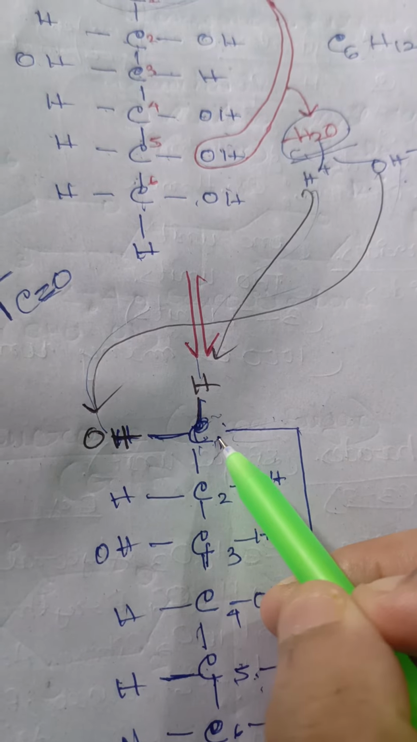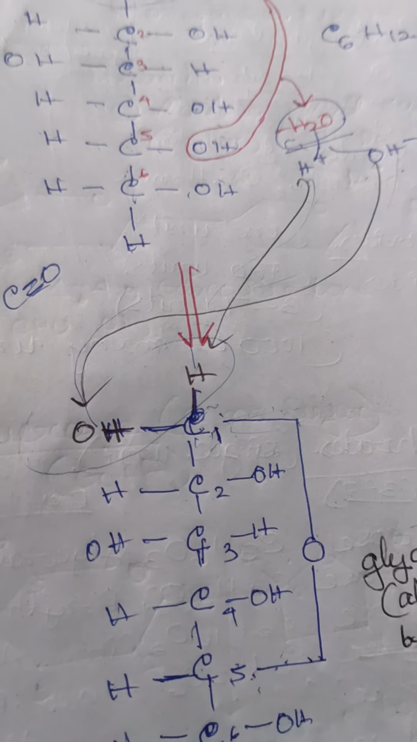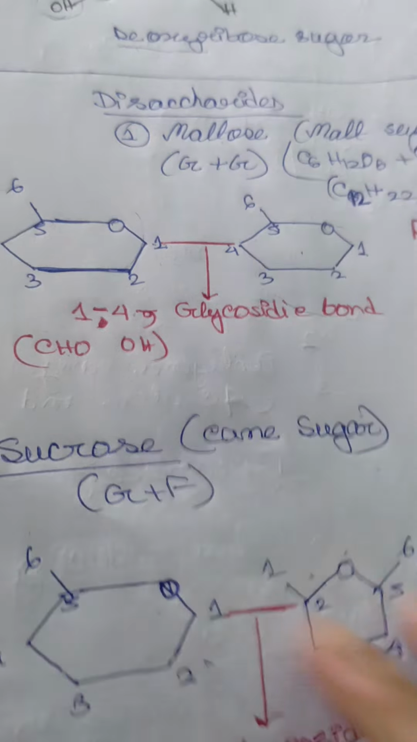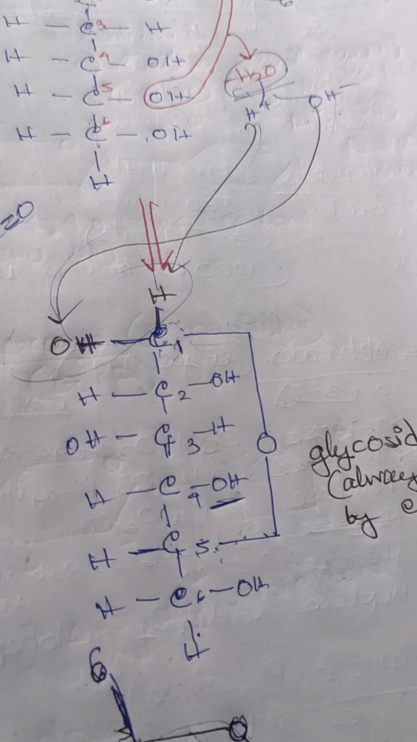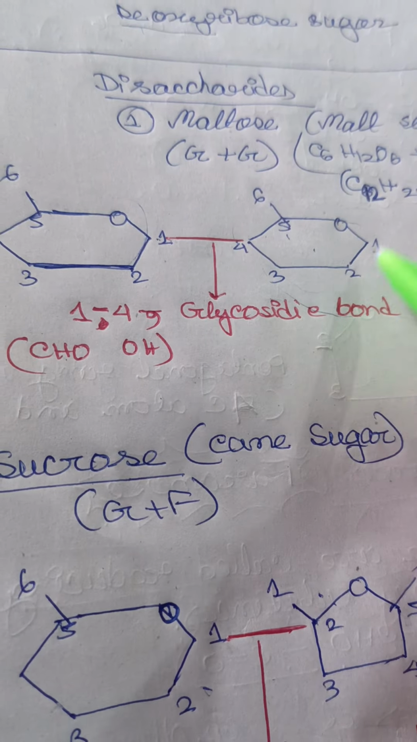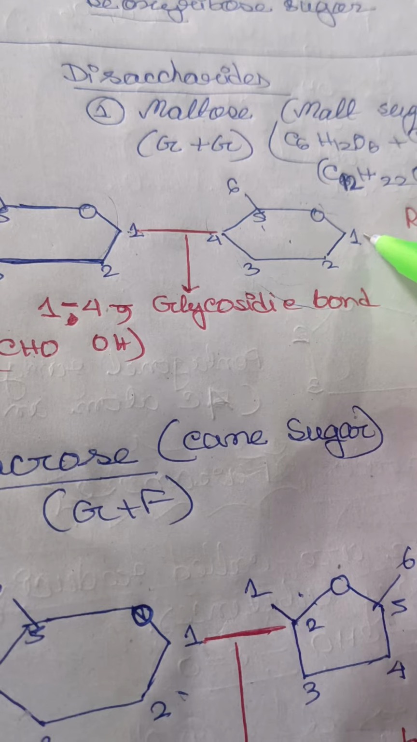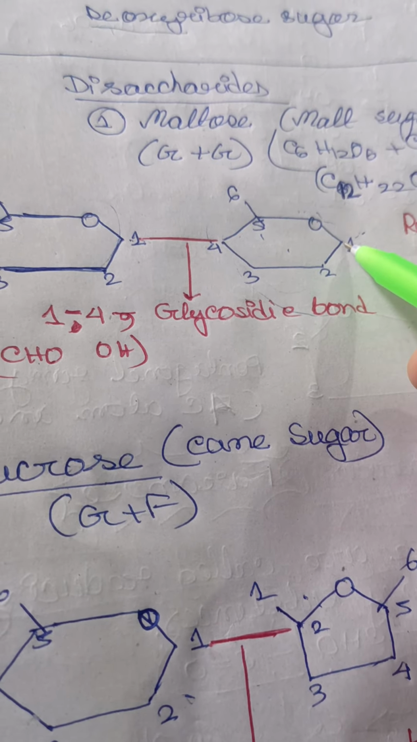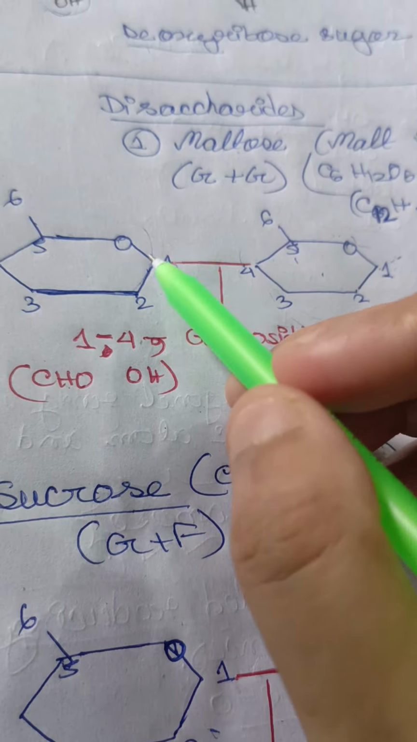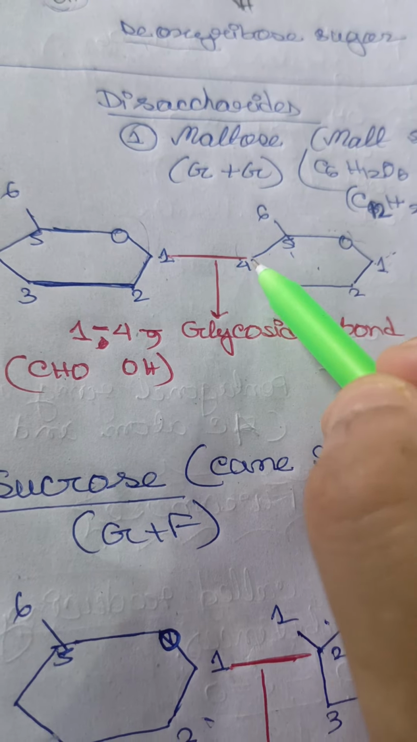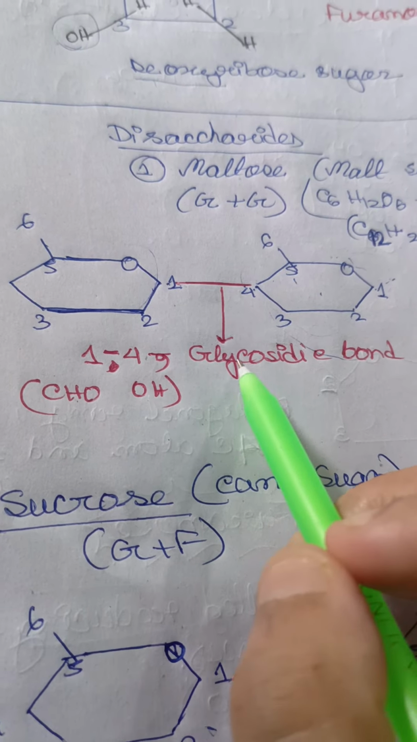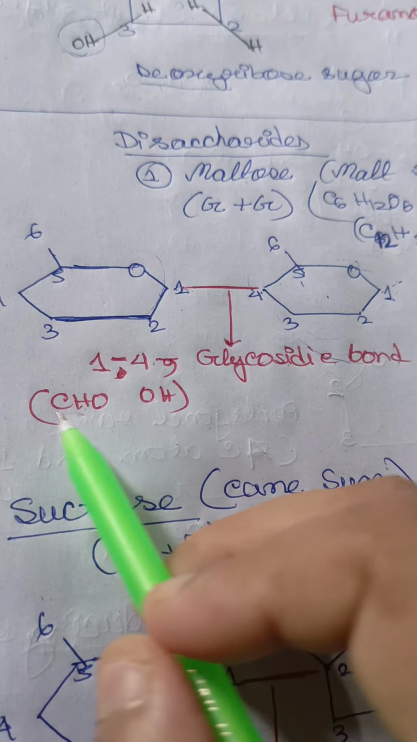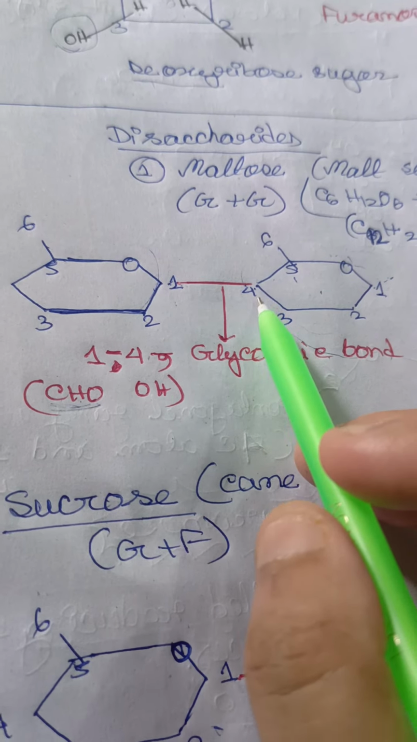See, in glucose carbon number 1, the aldehyde group is present, right? And in glucose carbon number 4, you see OH is present, right? So in this glucose, CHO, the aldehyde group is present, it is not removed, but here the bond is between the aldehyde group and the hydroxyl group. So we can say this is a 1,4 glycosidic bond. So the bond is formed between the aldehyde group from the first carbon and the hydroxyl group from OH.